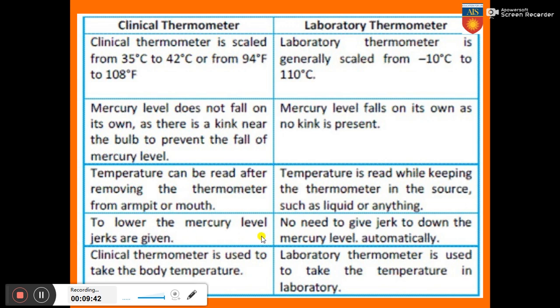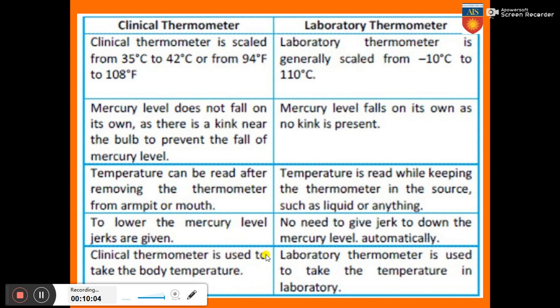To lower the mercury level in a clinical thermometer, jerks are given because the kink does not allow the level to fall down. But in the laboratory thermometer, there is no need to give a jerk as the mercury level falls down automatically. The kink is not there, so you don't have to give a jerk to lower the mercury level.